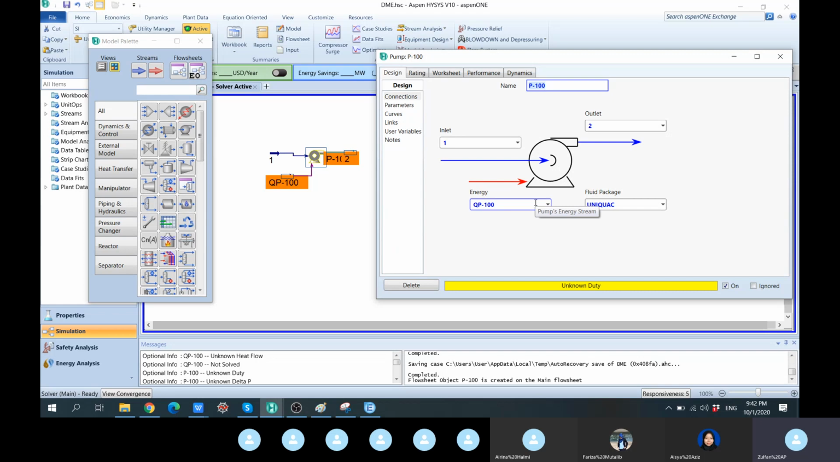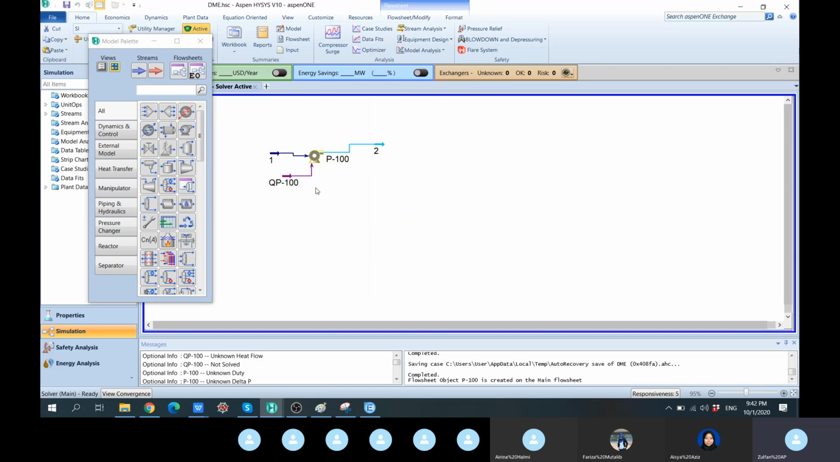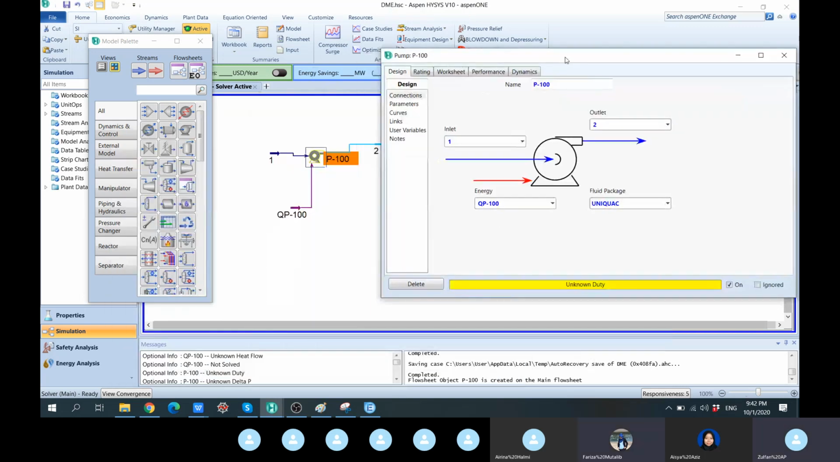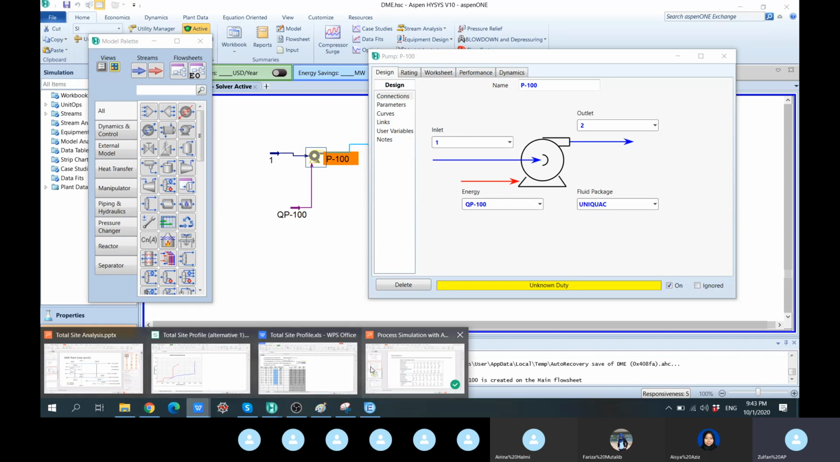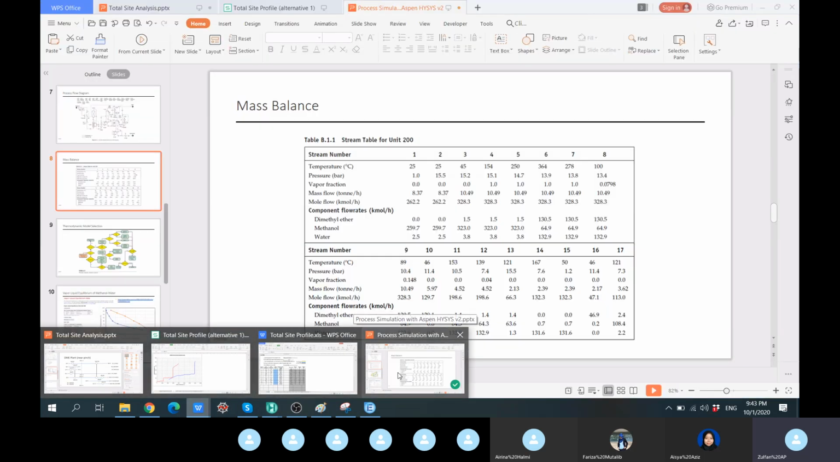And then this gives us an unknown duty. Okay, so now my question to you is: we understand we have the inlet, and we also have to have the outlet streams, right? That is very clear. But then why do I have to put this energy stream? Anybody knows? Why do I have to put the energy stream? Yeah, simply because if you want to calculate the pump, what's that thinking?